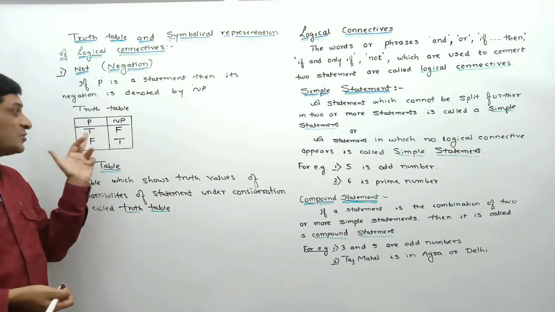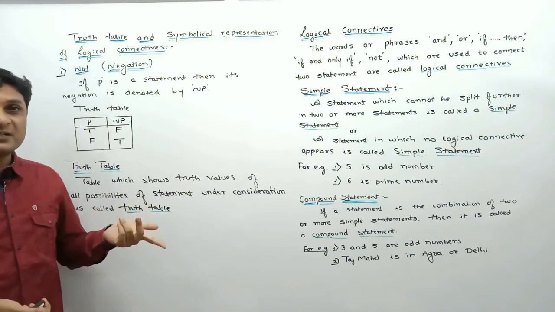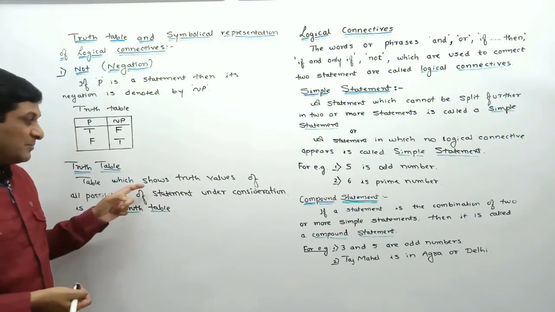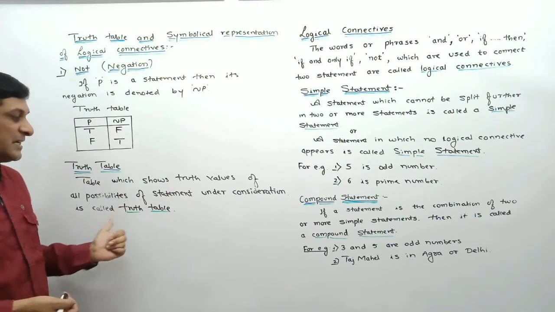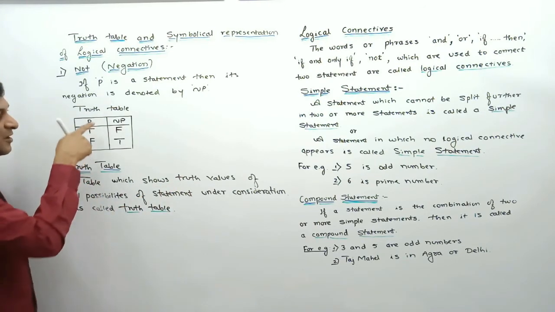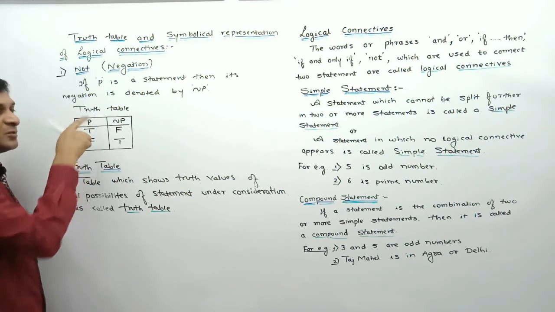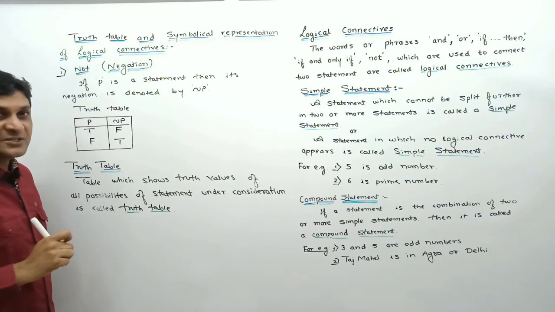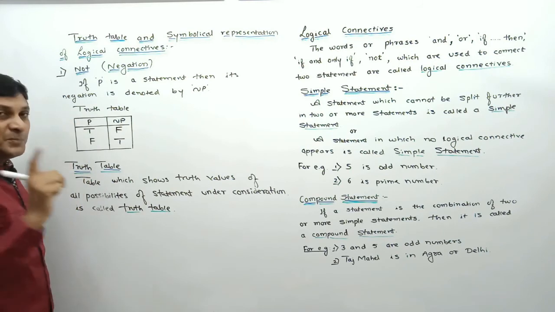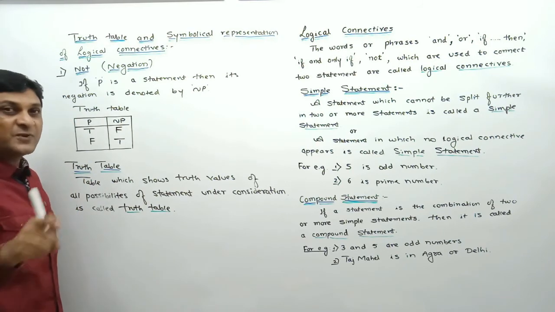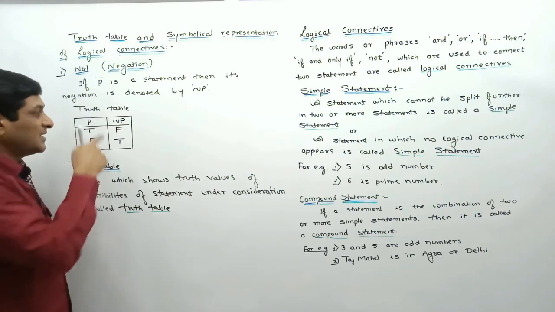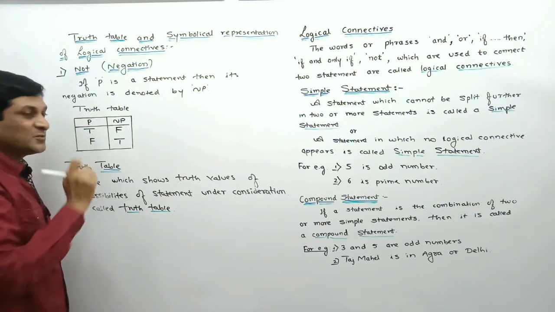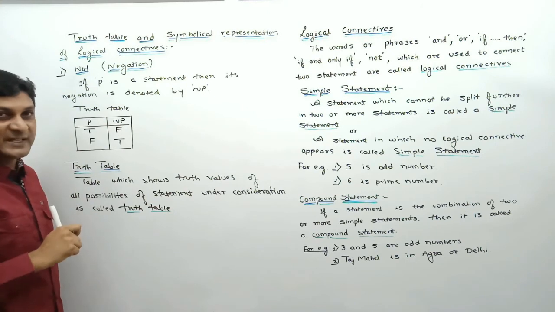This table shows what? Truth value. T and F are nothing but truth value. The table which shows truth value of all possibilities of the statement under consideration. As it stands, how many statements are under consideration? Only one statement is under consideration, which is that statement P. If P is one statement, then how many different possibilities of truth values are there? Only two possibilities are there, either it is true or it is false.